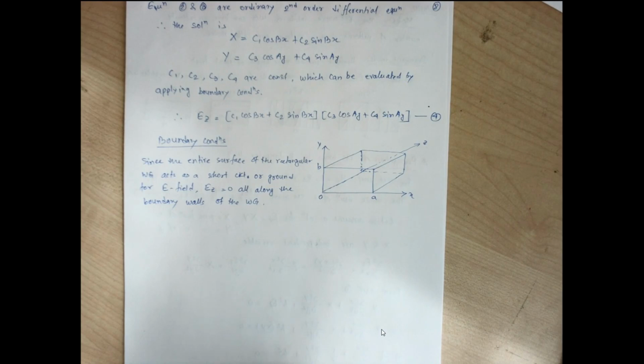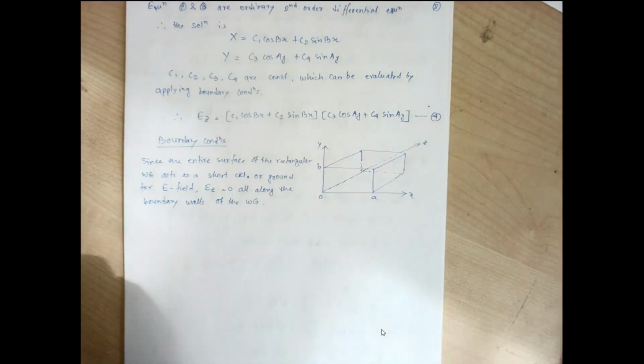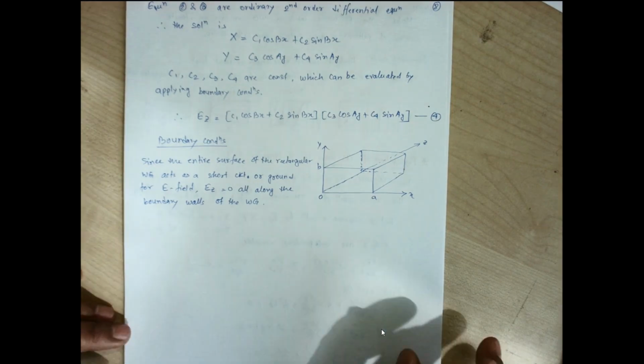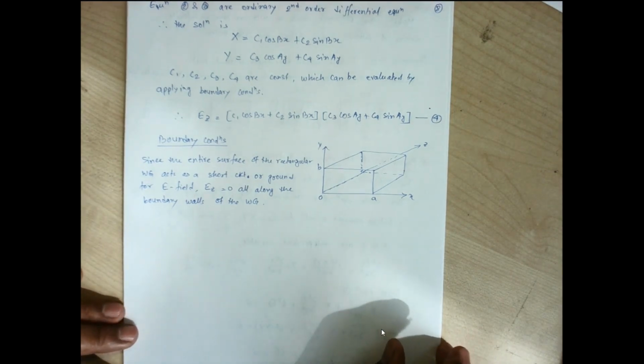So on the conducting surfaces, tangential components of the electric field will vanish. So Ez is along the direction of wave propagation. If they are on the walls, then they will be 0. So we can go with the walls one by one, and by taking Ez as 0 we can find out all the constant values. So let us go with the first boundary condition.